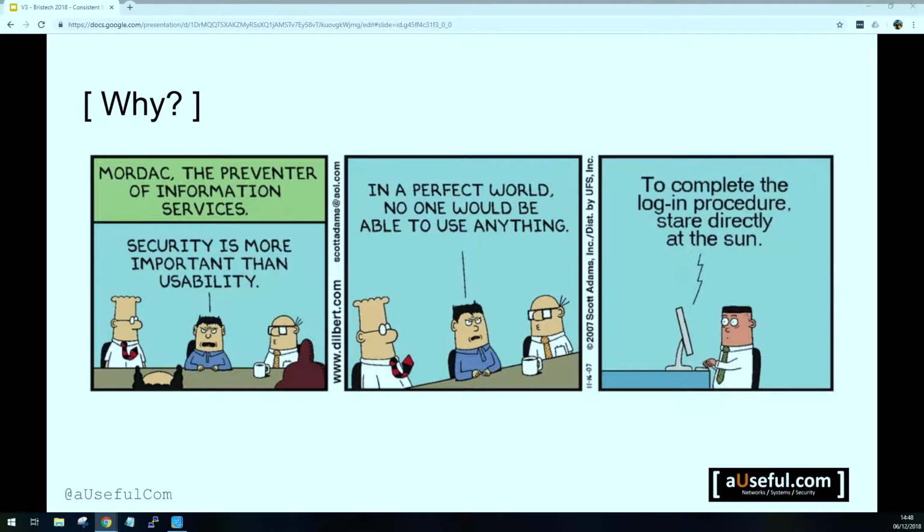Okay, so if we all know these things, and if we are the IT professionals that all of us in this room claim that we are, why are so many breaches happening as a result of unprotected or unpatched systems? We might not have always helped ourselves in security. Quite often we've been a little too willing to play the role of MORDAC, preventer of information services, insisting that security has to trump all other concerns like usability or project schedules or profitability.